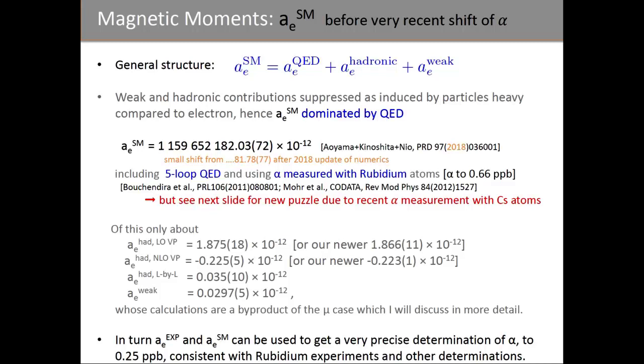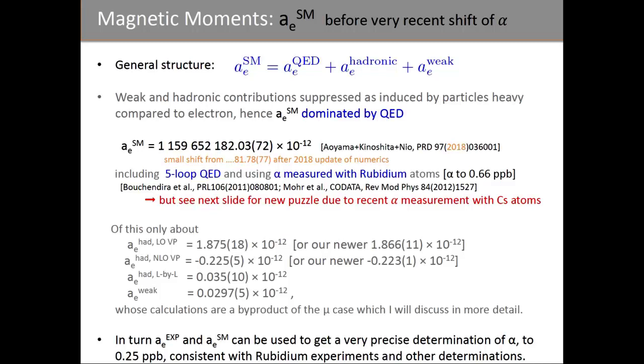Now, QED calculation at 5 loop, that means that I have alpha over pi, then to the fifth, so this alpha is really of prime importance here. So I must use an alpha input from somewhere. In the past, it was done from measurements with rubidium atoms with a 0.6 part per billion accuracy. Then you get a number, and this is that number.